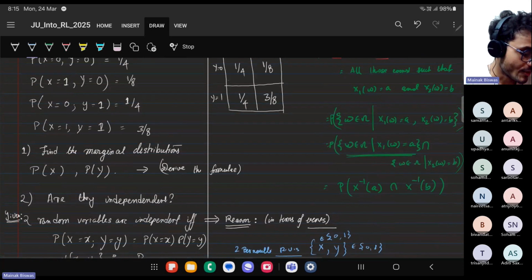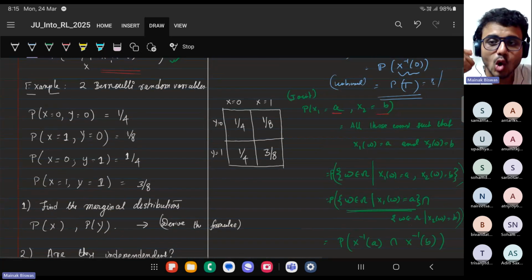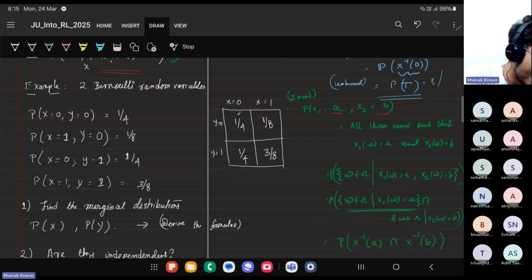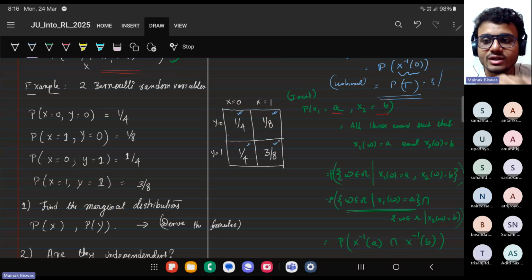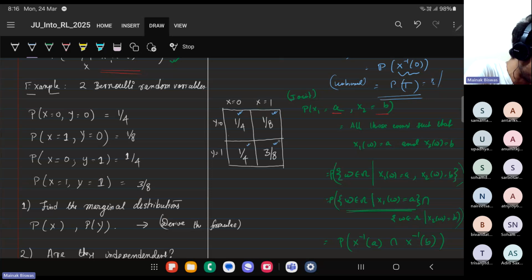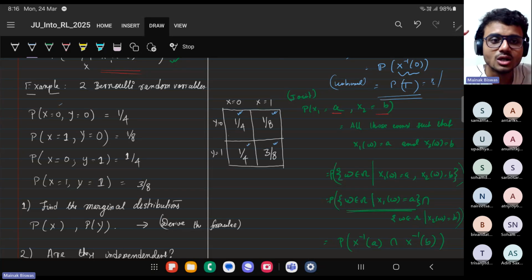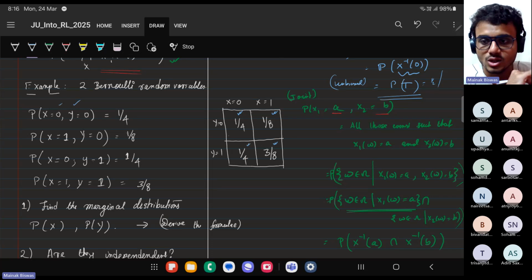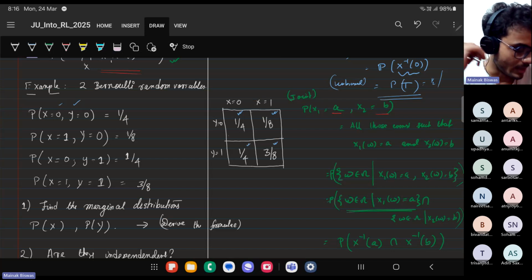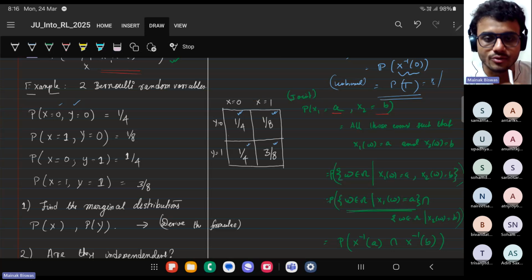Good. Very nice. So now I give you all these probabilities of each of them happening. For example, 0, 0 is 1 by 4, 0, 1 is 1 by 8, 1, 0 is 1 by 4, and 1, 1 is 3 by 8 respectively. So these are the four events for which I have given you the probabilities. It's written on the left side: x equal to 0, y equal to 0 is 1 by 4, x equal to 1, y equal to 0 is 1 by 8, and so on. These are not typical events. These are not like two independent coin tosses, which we'll come to. But these are dependent on one another. We'll see why.